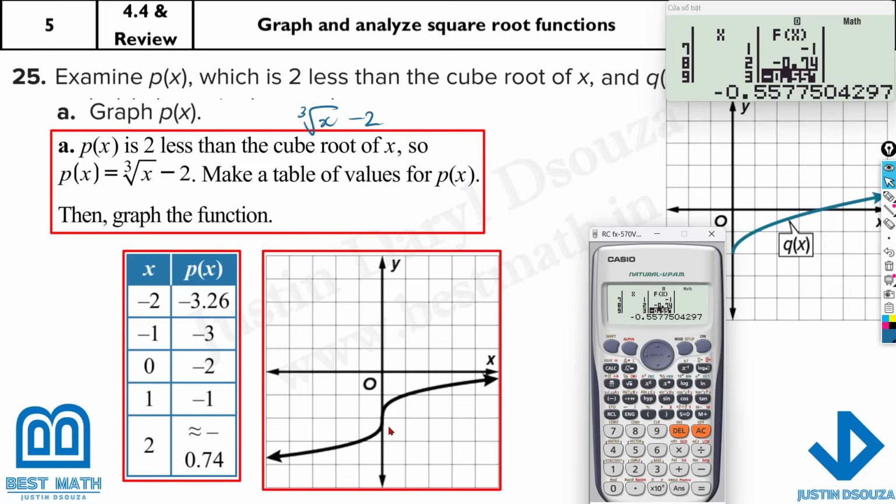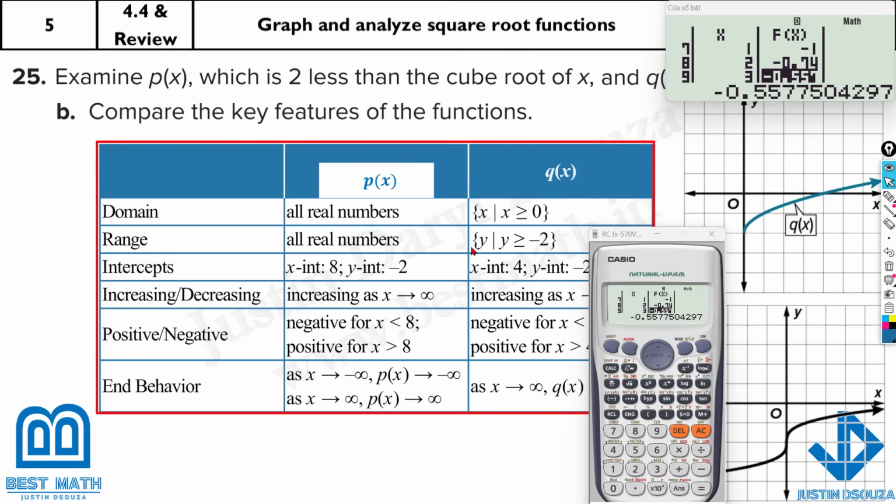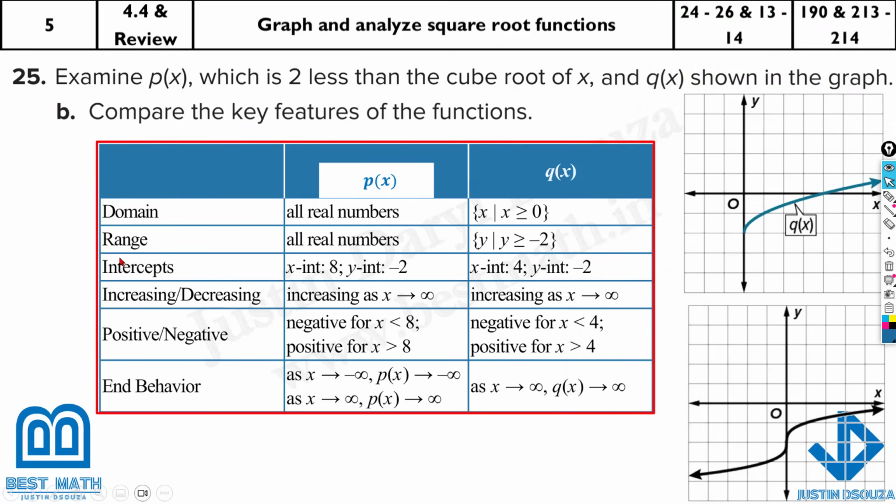Choose the point. Say 0 is at minus 2. Here we go. 1 at minus 1, and then minus 1 at minus 3, and so on. You can easily graph it up. And once we graph, remember we need to compare the features. Let's look at the comparison. Domain of the given function which we drew, it's all real numbers. The range is also all real numbers, domain and range here. But what is the issue with the square root function?